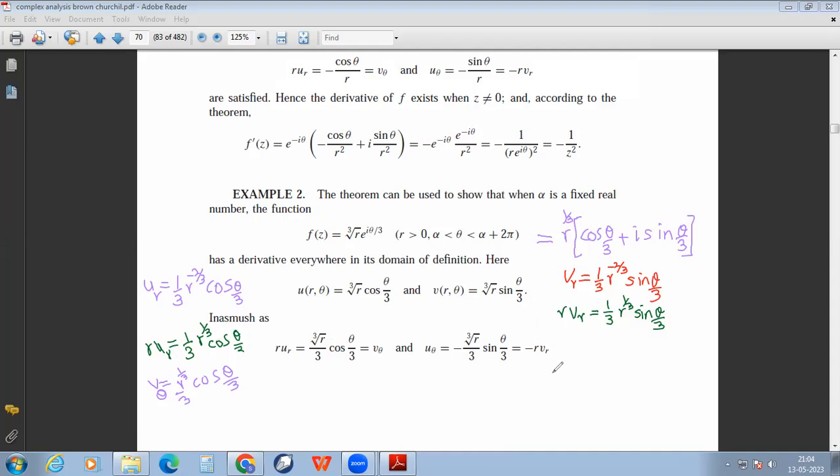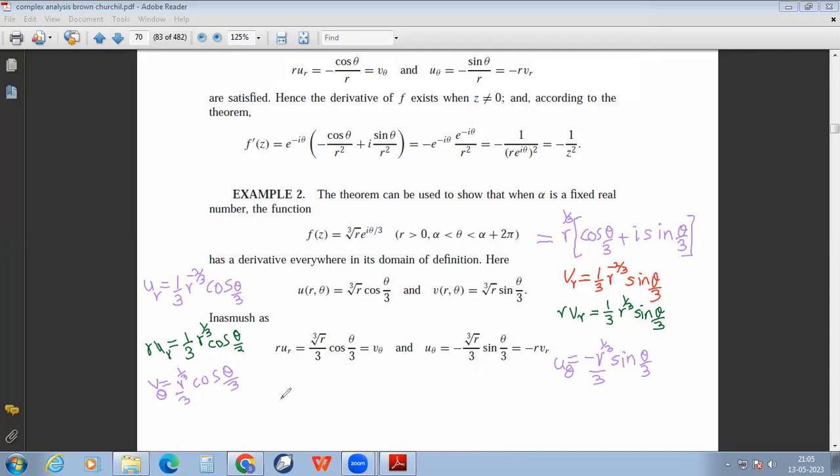Followed? Yes, ma'am. And go for u theta now. If you go for u theta, this being cos, the sign will be minus. R raised to 1/3 is there, no doubt, into sine of theta by 3. And talking of theta by 3, there will be 1/3 out. So what you find is this r v r is negative of u theta. Is it fine? So the Cauchy Riemann equations get satisfied here. And then you need to write the derivative.